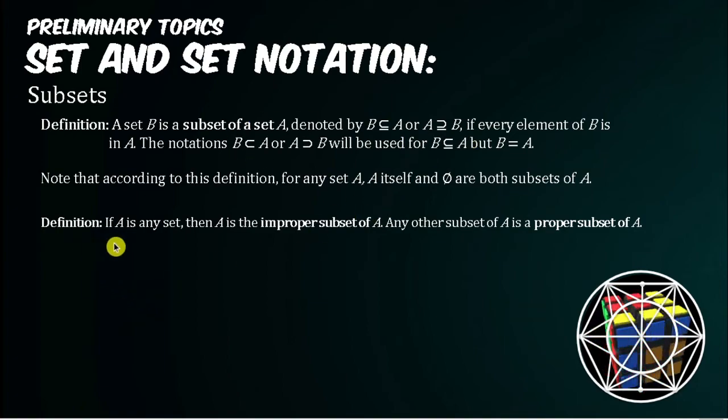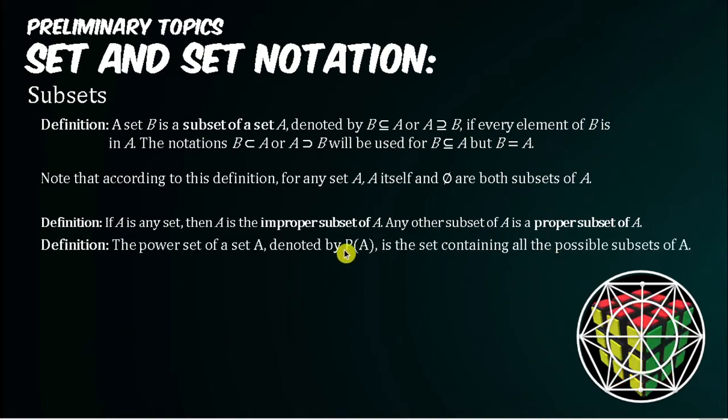So anyways, ano yung note natin dito? Note that according to this definition, for any set A itself, and by the way, merong dalawang special na subset, no, of any given set. The improper subset, which is itself, and of course the null set. So automatic na subsets ang mga apart from the proper subsets. Normally, itong dalawang subsets na ito, itself and the null set, are also called the trivial subsets.